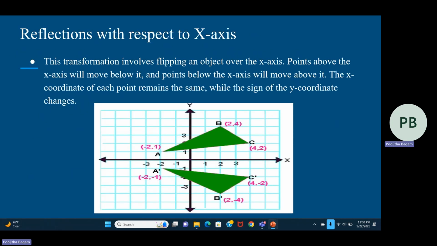Coming to the reflection with respect to the x-axis. This transformation involves flipping an object over the x-axis, and the x-coordinate of each point remains the same while the sign of the y-coordinate changes. Here we can see the coordinates of point C, 4, 2 are changed to 4, minus 2, where the x-coordinate of the point remains the same while the y-coordinate sign changes.